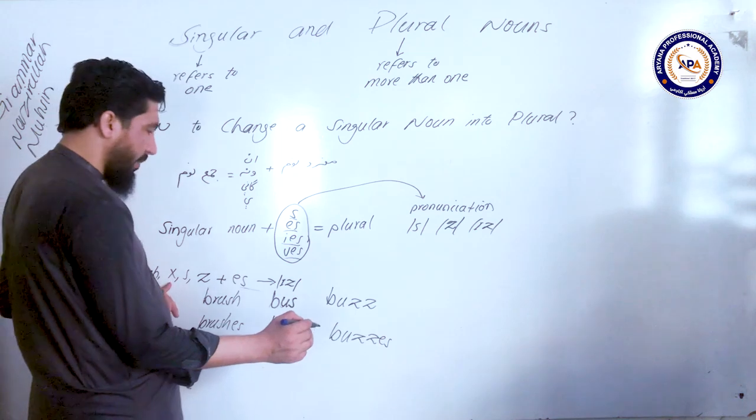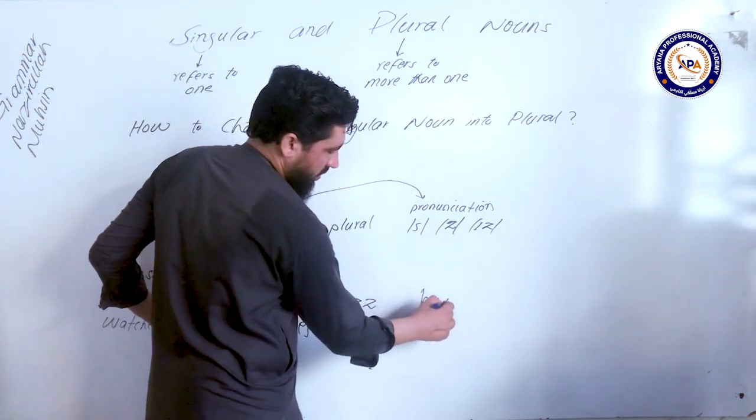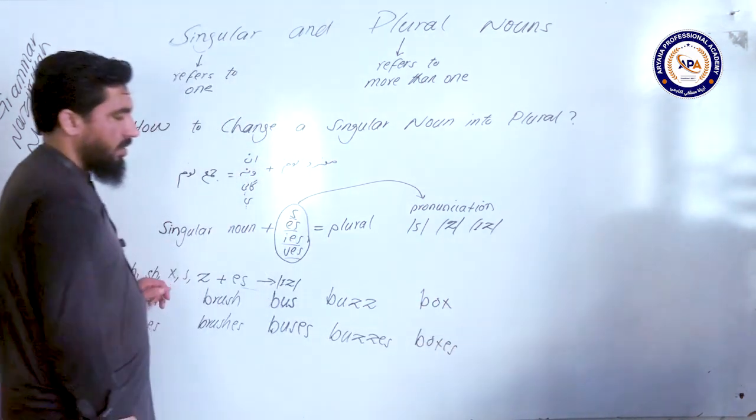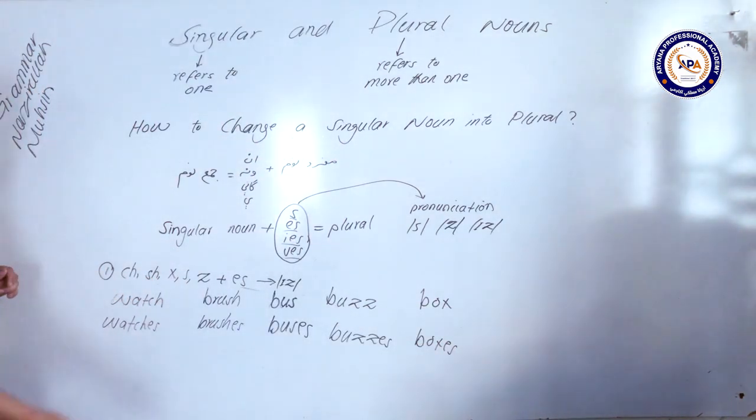And tell me one example in X, like box. Ox. Like buses. I've already written this. So this is rule number 1.